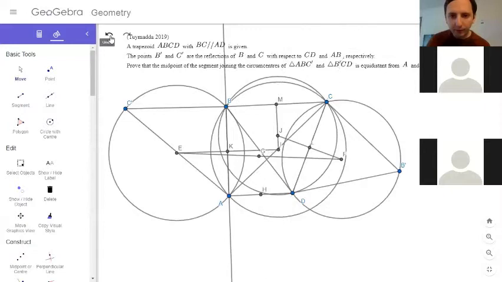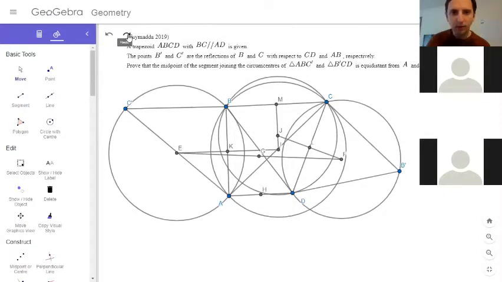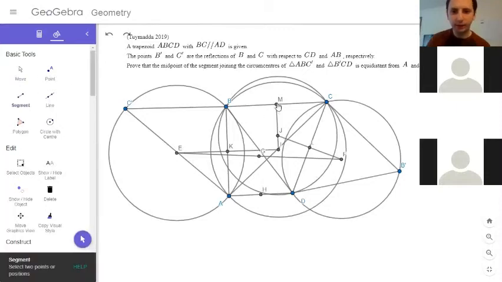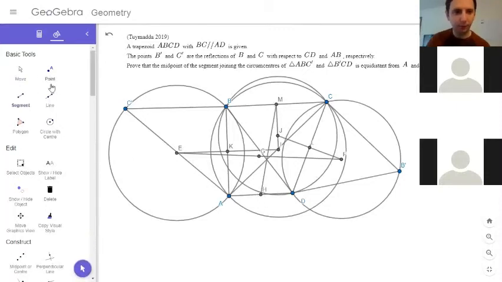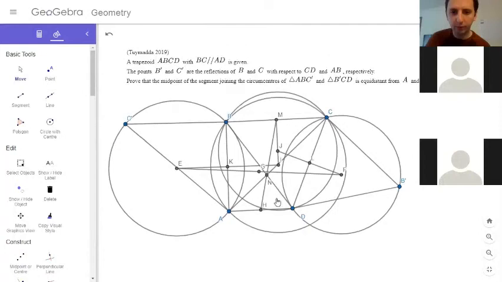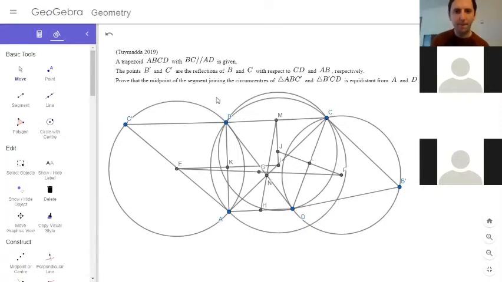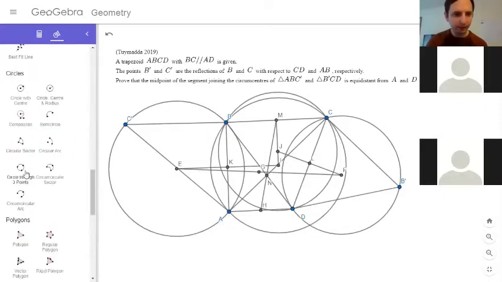Yeah, let me actually, so yeah, HM has to pass through the intersection of the diagonals. And you can prove that in a couple ways: Ceva's theorem or similar triangles. Is GNAB cyclic? No.